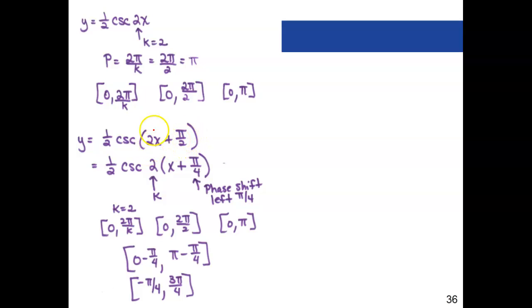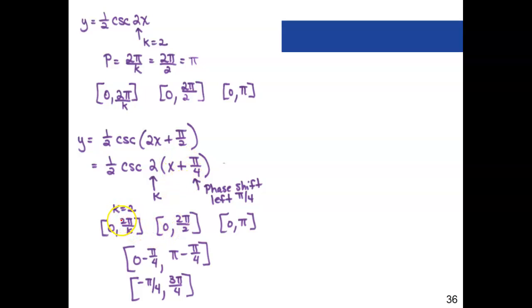So we need to take this 2 out, so we'll factor that out. So a 2 is going to be the k. That leaves us with a pi over 4, because if you remember in the previous example, when we factor out, factoring is division. So if I divide pi over 2 by 2, we get pi over 4. Okay, so k is 2, and we're going to have a phase shift to the left pi over 4, because we have this positive here, it would be to the left.